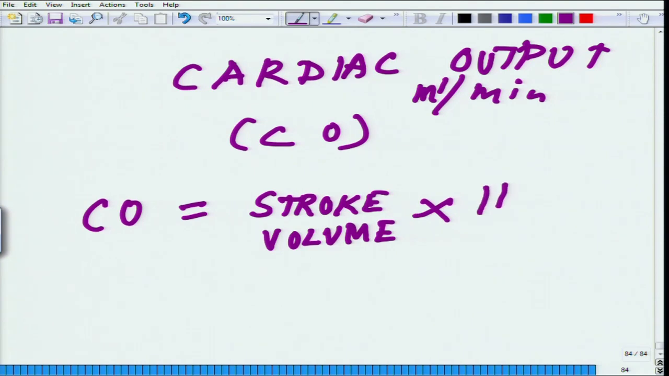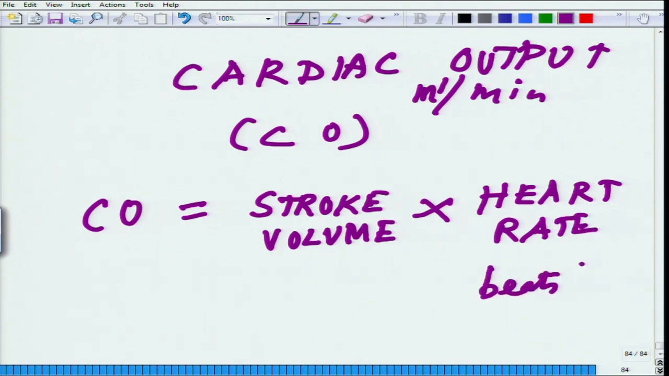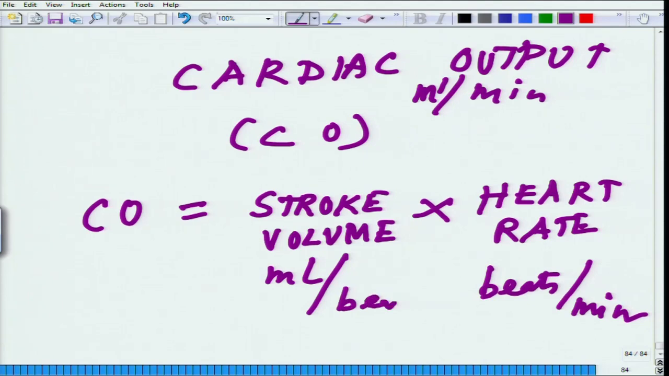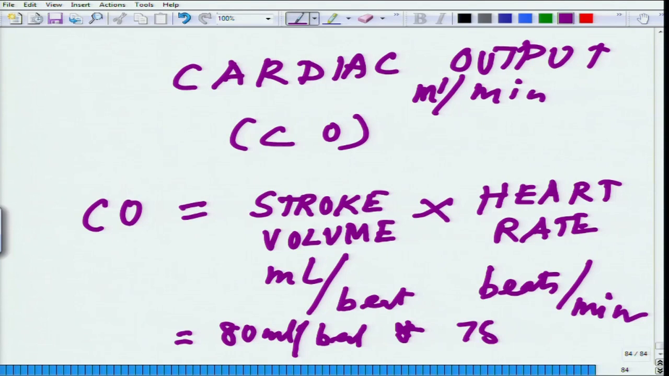multiplied by the heart rate. Heart rate is expressed in beats per minute, and stroke volume in ml per beat. So, say for example, you have a stroke volume of 80 ml per beat and a heart rate of 75. That sums up to approximately 6000 ml per minute, which is around 6 liters per minute if I just change the unit. So, cardiac output is equal to stroke volume multiplied by heart rate.